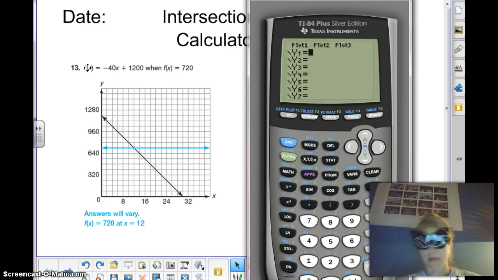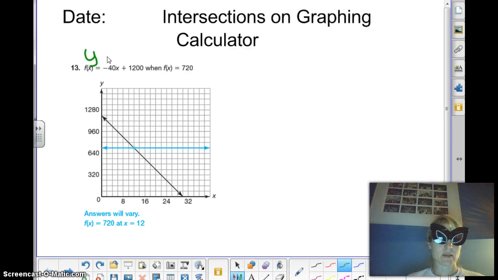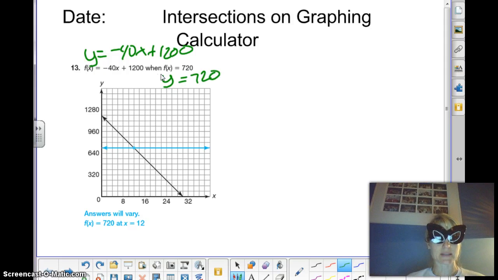So I could rewrite this equation right here as y equals negative 40x plus 1200, and I can rewrite this as y equals 720. So don't let the f of x excuse you. This is the function of x or just y.